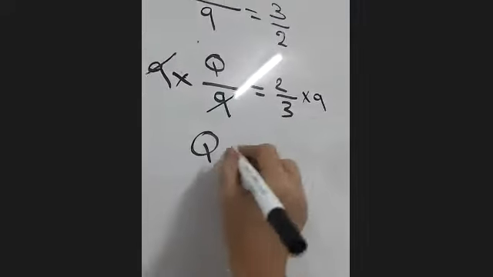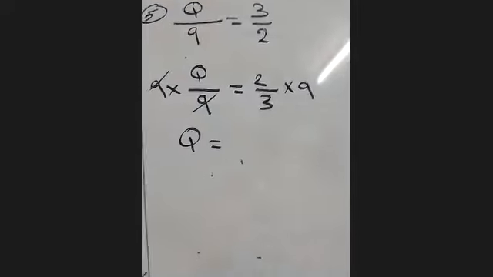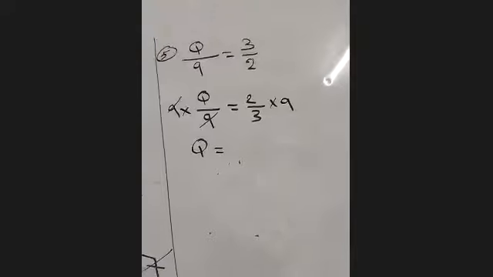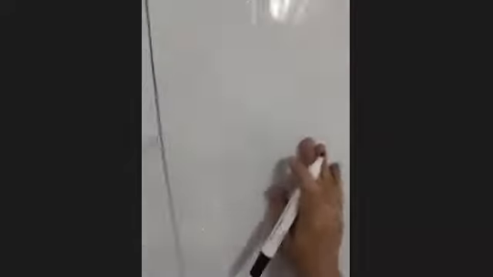It's still a Q. And here how do we multiply, mister? We multiply normally. 9 multiply 3 equals 27.